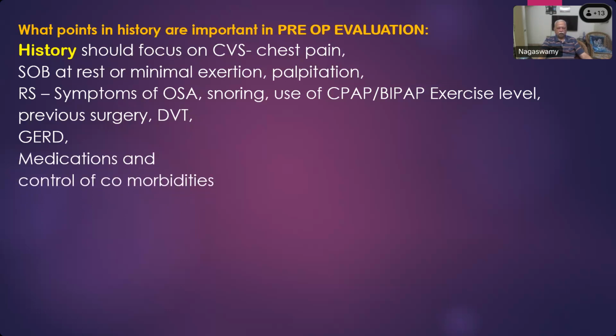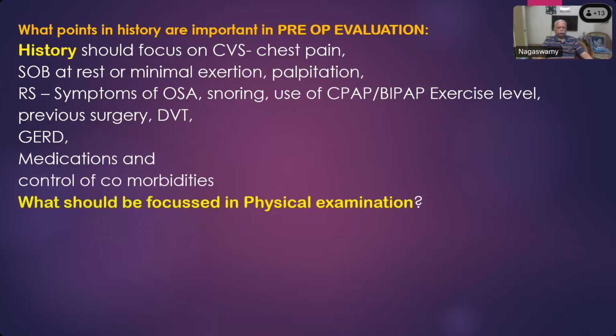If they are diabetic, in this case scenario, I have given that this patient is known type 2 diabetes but well controlled with metformin alone. So hypertension, what medications they are taking, are they taking any anti-anginal medications? So all these questions should be asked.